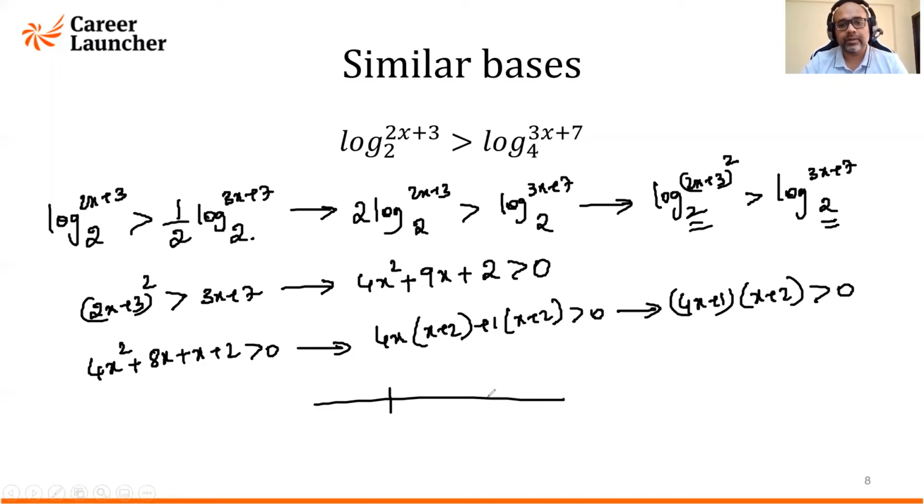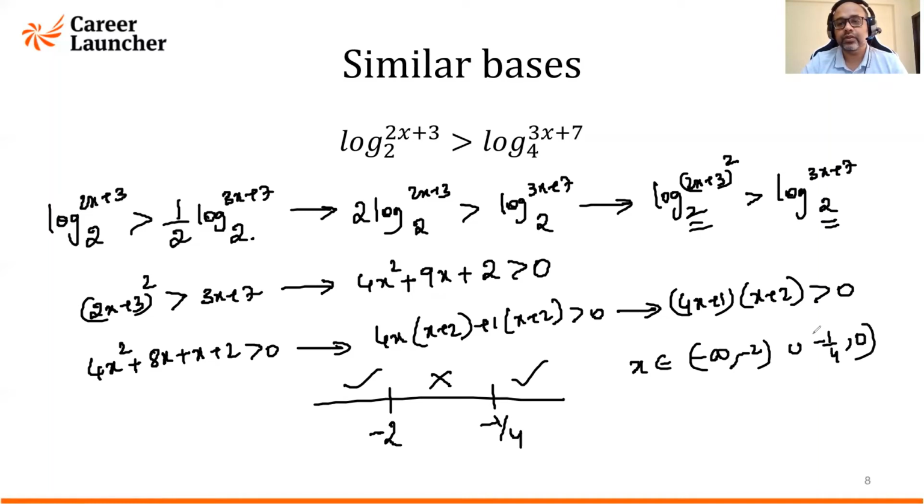If you remember the basics of inequalities, how do you get the answer to this? You mark the 2 points: minus 2 and minus 1 by 4. Greater than means tick, cross, and tick. Those of you who are unaware of this, I recommend that you take a look at the basics of inequalities. So x belongs to minus infinity comma minus 2 union minus 1 by 4 comma infinity.